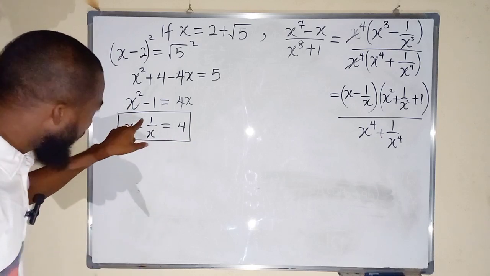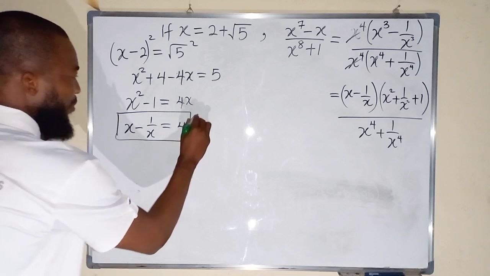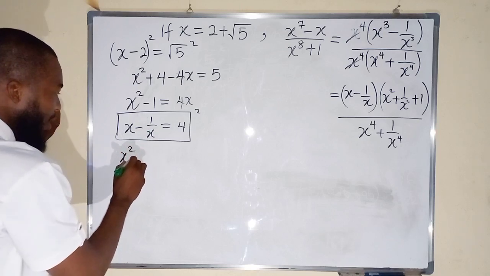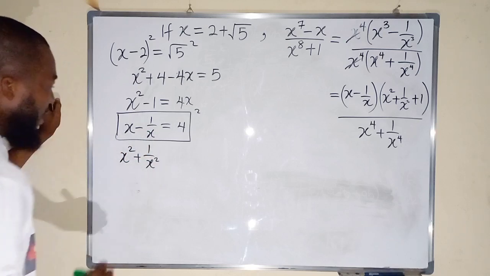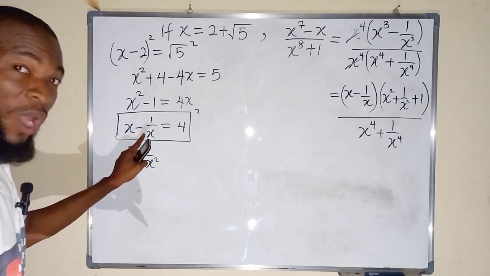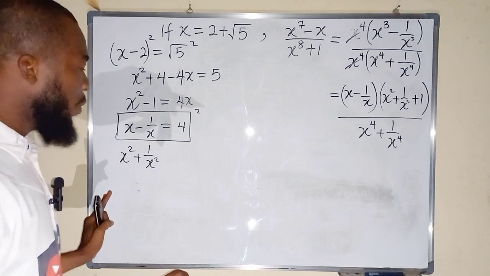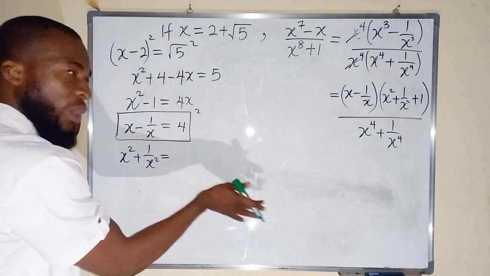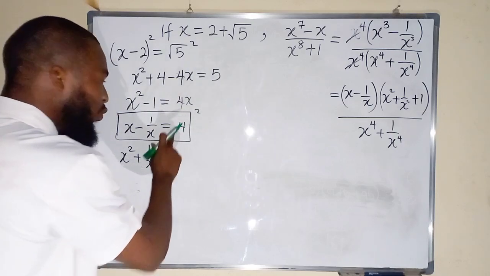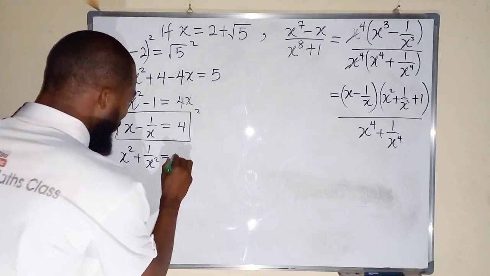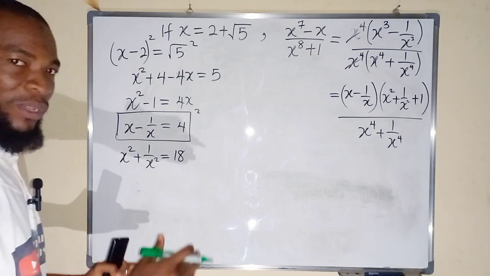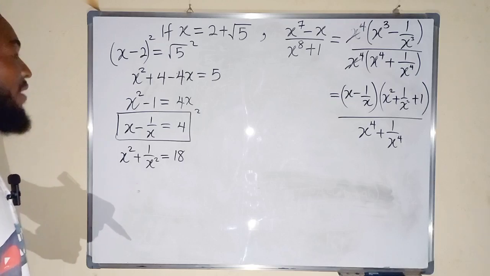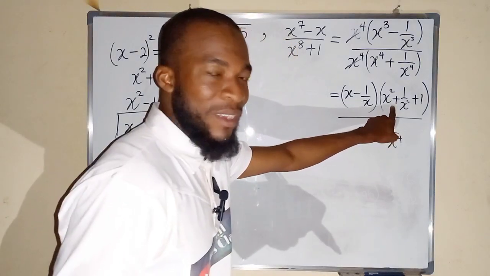Next, I want us to square this one as well. You take this, you square that, you have x squared. Take this, square that, you have plus 1 divided by x squared. Then this time, the middle term is 2 times x times 1 divided by x, which is negative 2. I want to take that negative 2 to the right hand side so that it becomes positive. On the right hand side, since we are squaring the left and the right hand side, we have 4 squared, which is 16, plus that 2, which is 18. I don't have more space, this is why I'm jumping some steps. Now you have seen that x squared plus 1 divided by x squared is equal to 18, remember this one.